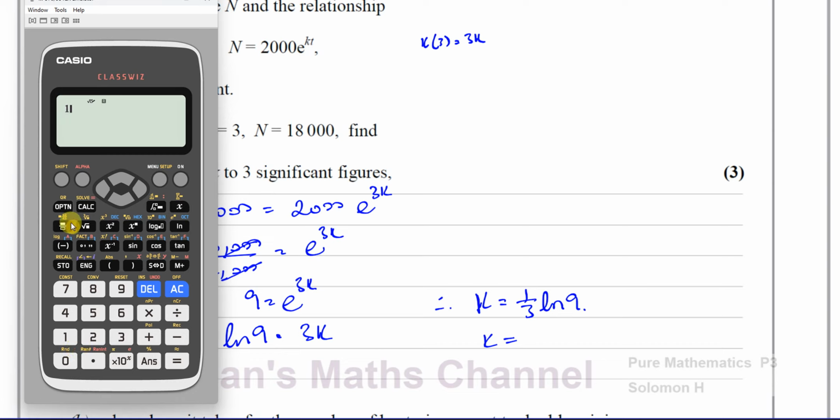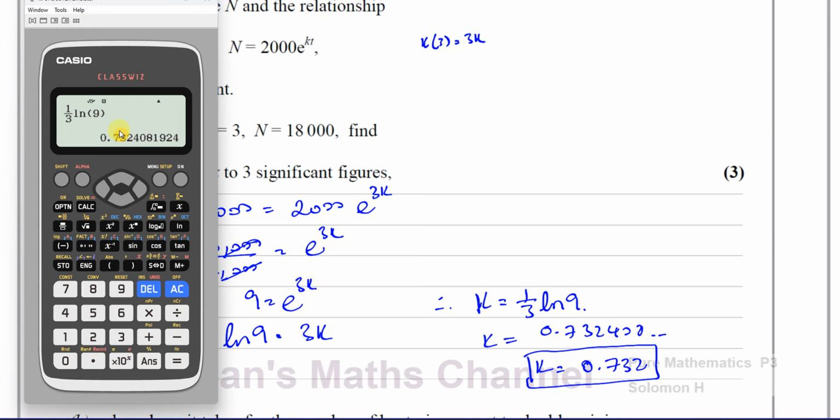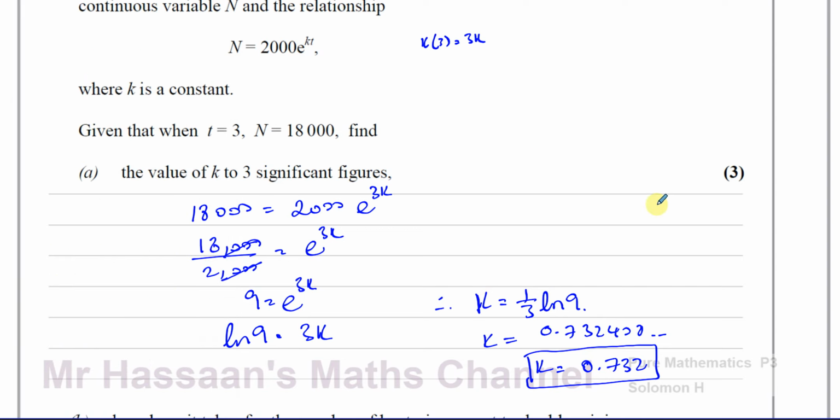So I'm going to put 1/3 times ln of 9, and this is going to be 0.732408. They want it to 3 significant figures, which will be 0.732. So there's the value of k that they're looking for in this question. Good, so there's the answer for part A, pretty simple.